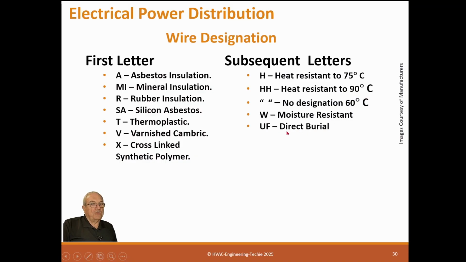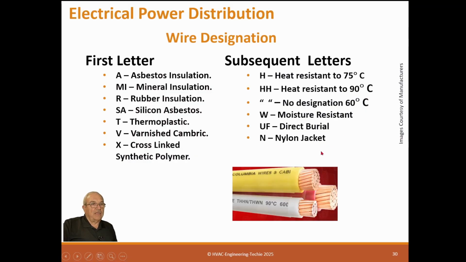W for moisture resistance, UF for direct burial, N for nylon jacket. One thing we see a lot is THHN and THWN. We'll see heat resistance up to 90 degrees, so it can be in conduit. The lower temperatures are for free air cable. Conduits are rated normally 90 C.